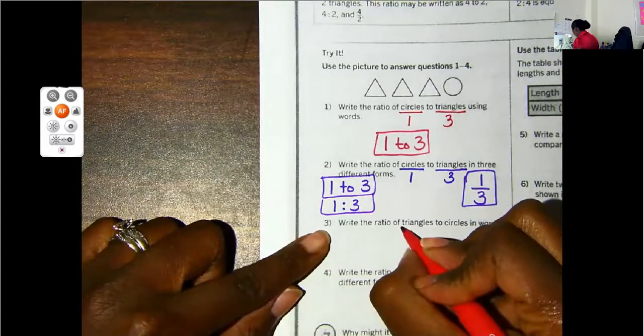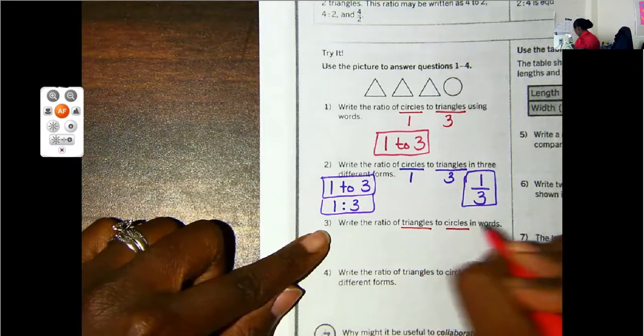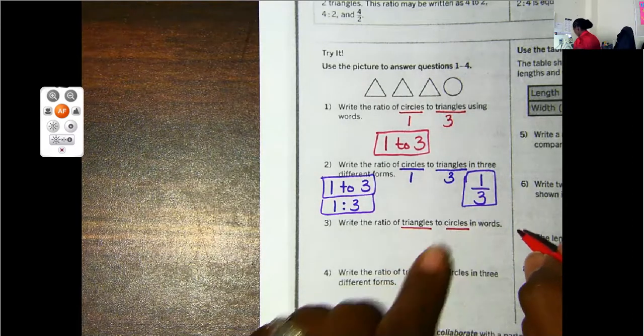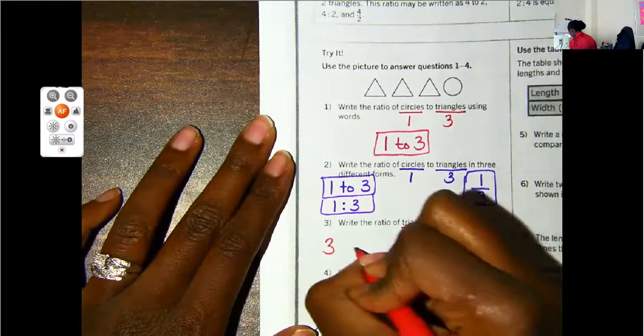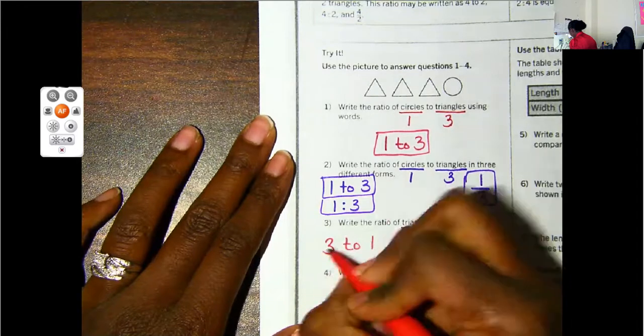Okay, let's look at number 3. Write the ratio of triangles to circles in words. Remember, the order matters. Triangles to circles. So I have triangles, 1, 2, 3. Circles, I only have 1. And they want it in words. So I'm going to use the word to. So 3 to 1.